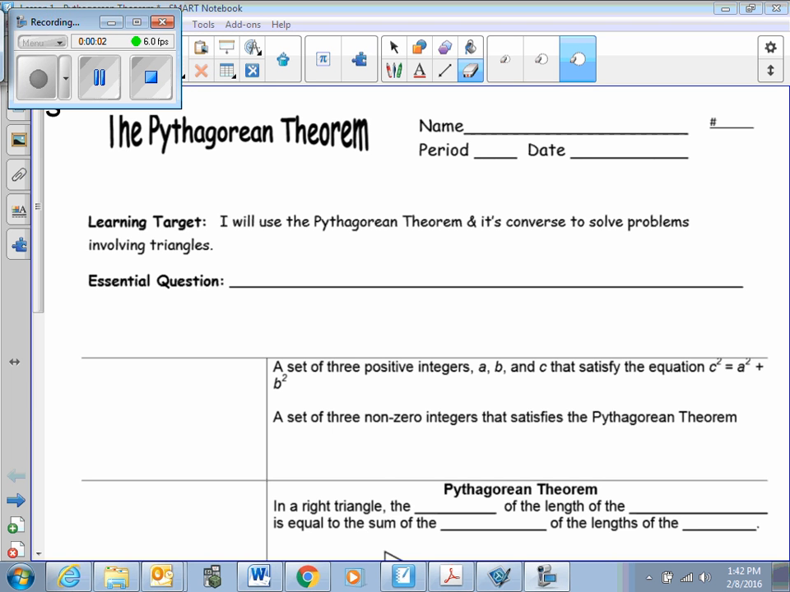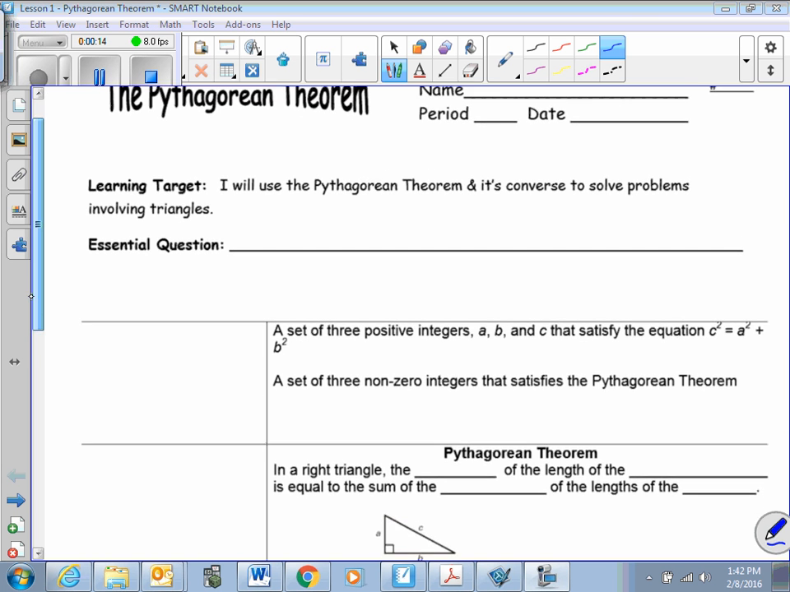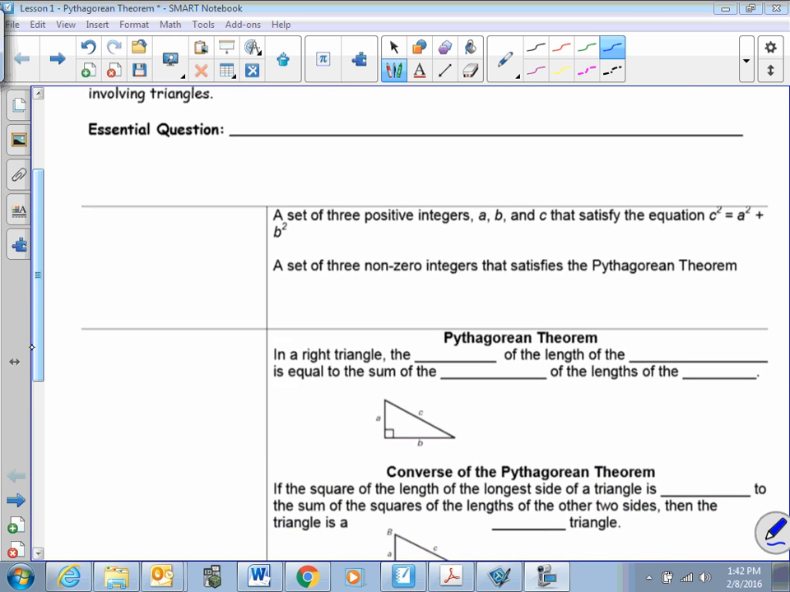Today's lesson is on the Pythagorean theorem and its converse. Our learning target is to be able to use the Pythagorean theorem and its converse to solve problems involving triangles. I'm going to assume you can write yourself an essential question based on the target.